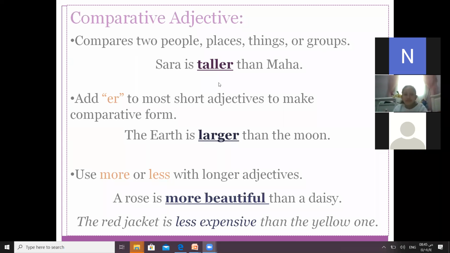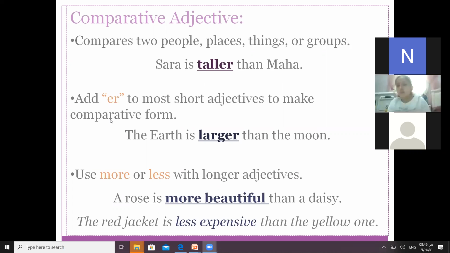Sarah is taller than Maha. Here, where is the comparative adjective? Taller. Here I'm comparing between Sarah and Maha. I'm describing Sarah, that she's taller than Maha. So this is the adjective comparing between two nouns, and that's it.